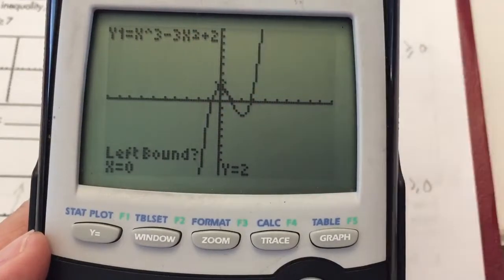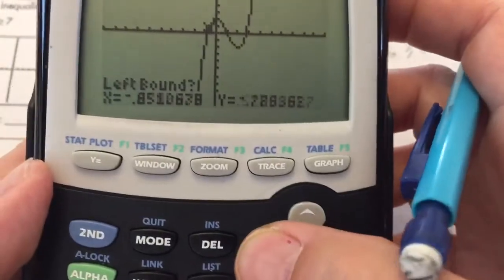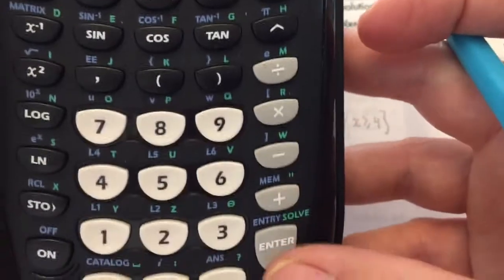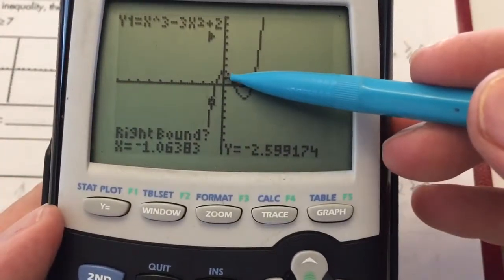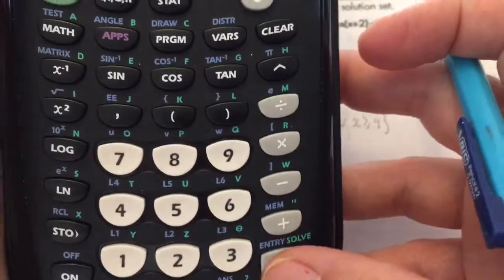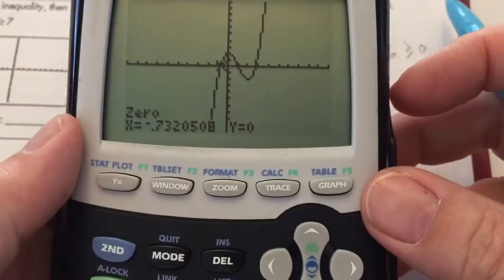I am on the y1. Okay, I don't have more than one function in my calculator right now. So I'm scrolling with my left arrow to get the cursor over here. I'm going to enter that. And now I'm going to scroll with my right arrow to come up over here to find out where that is. And I'm going to then guess, because it might not be a rational or whole number.